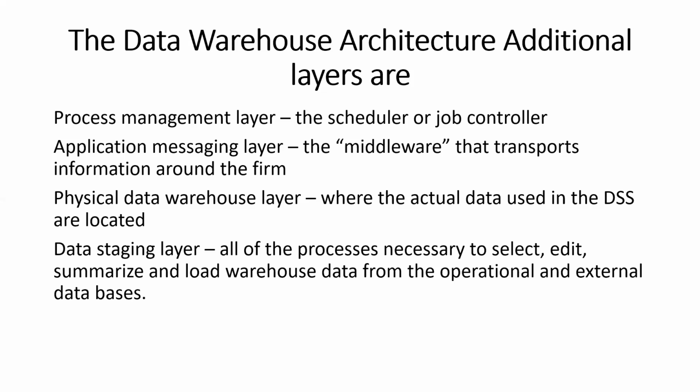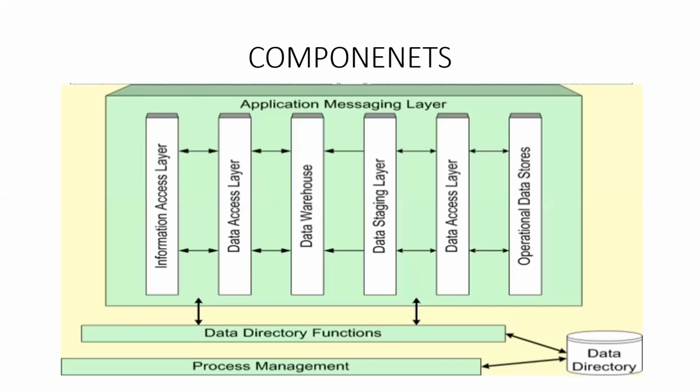After that, we can take a decision with the use of the physical layer, and finally we can take it as an action, which is considered the layer called the data staging layer. So these are all the components of a data warehouse: information access layer, data access layer, data warehouse, data staging layer, data access layer, and operational data sources.